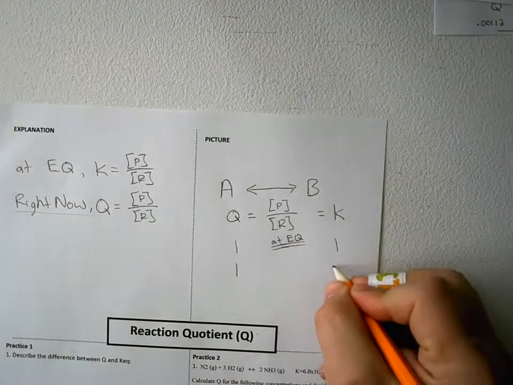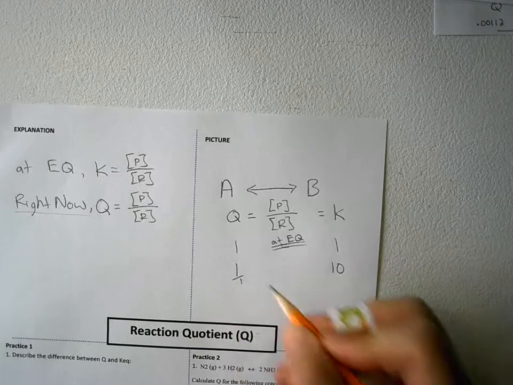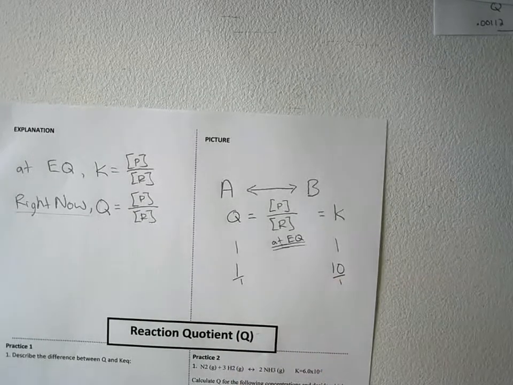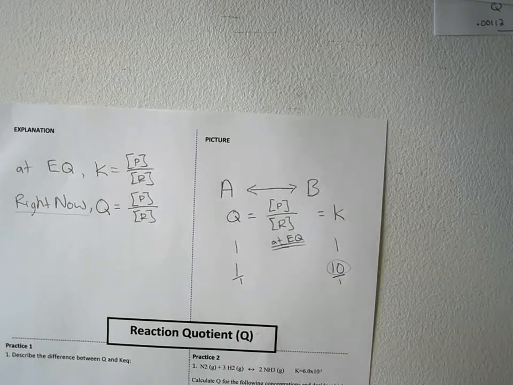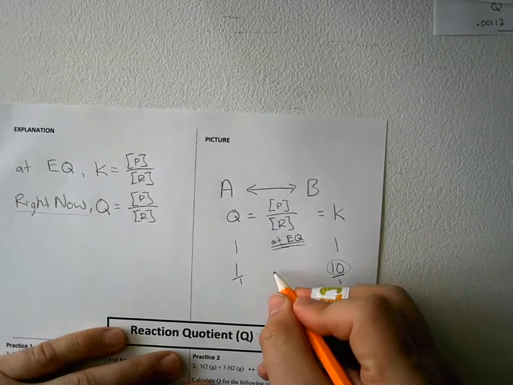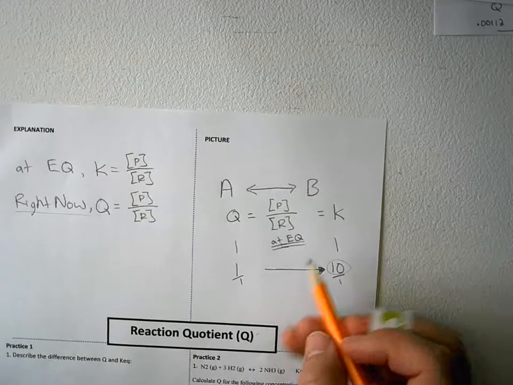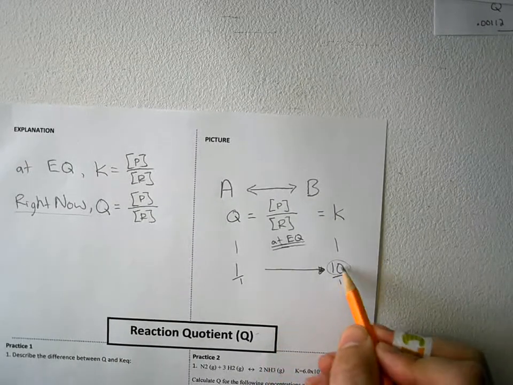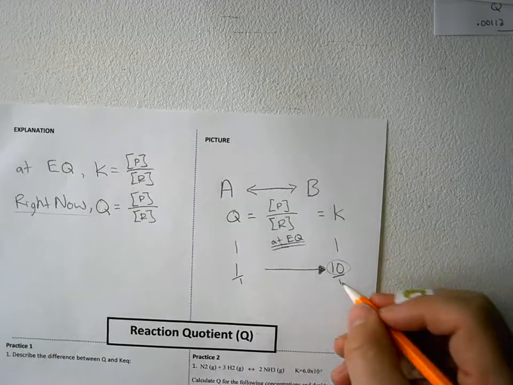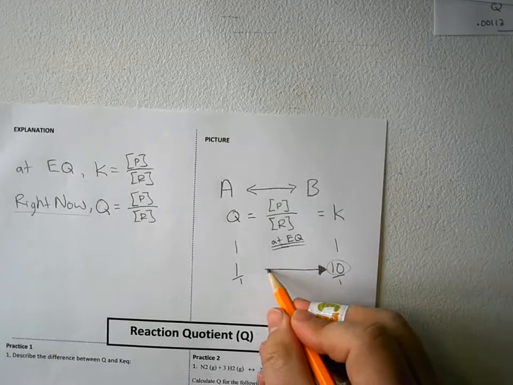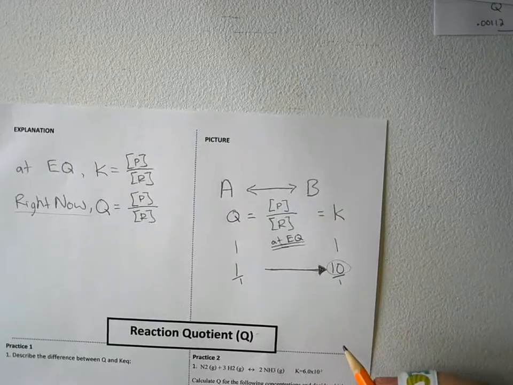Now, what if Q was 1 and K was 10? I think it helps if you kind of envision these as ratios. So 1 is really like 1 over 1, and 10 is really like 10 over 1. So it looks like the reactants are equal, but the equilibrium needs to have more products. So whenever one value is higher, I always write an arrow towards that larger value. And this means that this reaction is going to need to favor the forward reaction to make a bunch more product. So this reaction right now is at a 1-to-1 ratio, and it needs to be at a 10-to-1 ratio, so it will favor the forward reaction. Now the reverse reaction is probably still going on, but just more of the forward one.